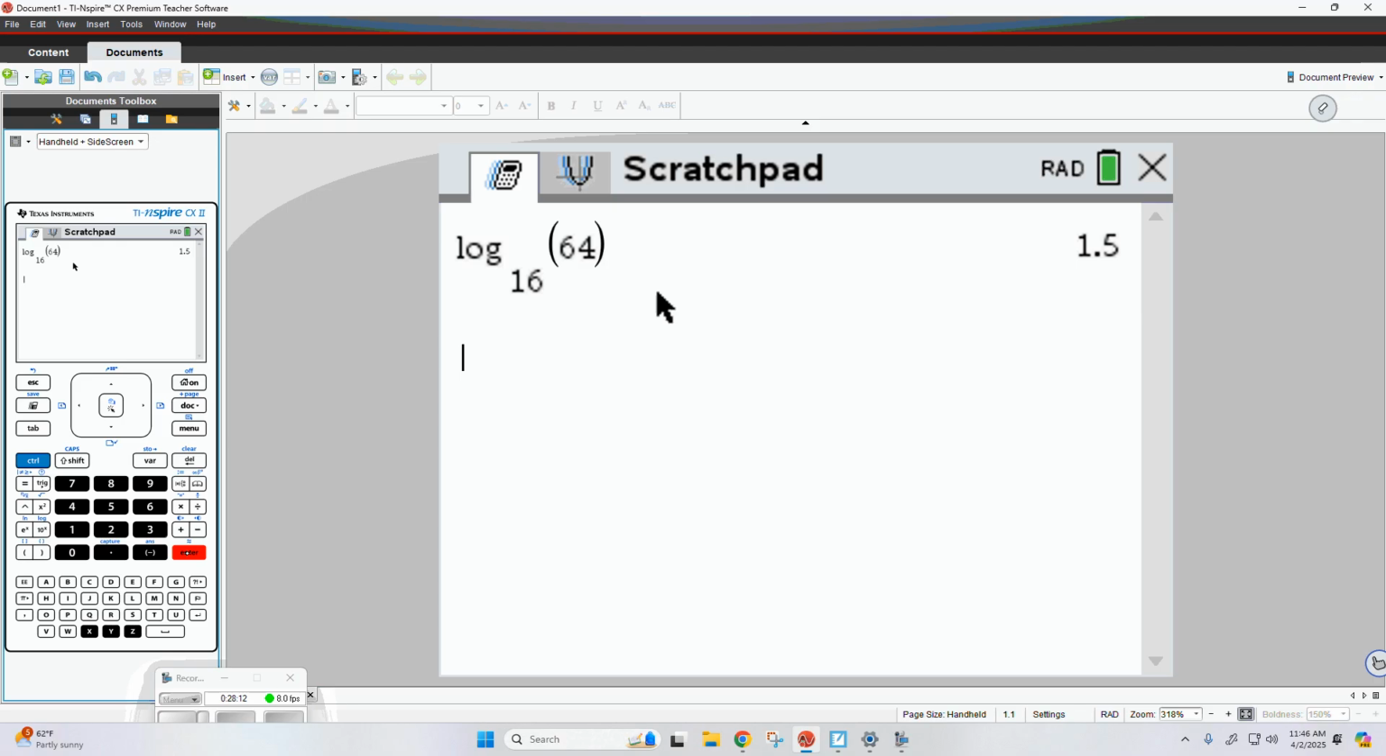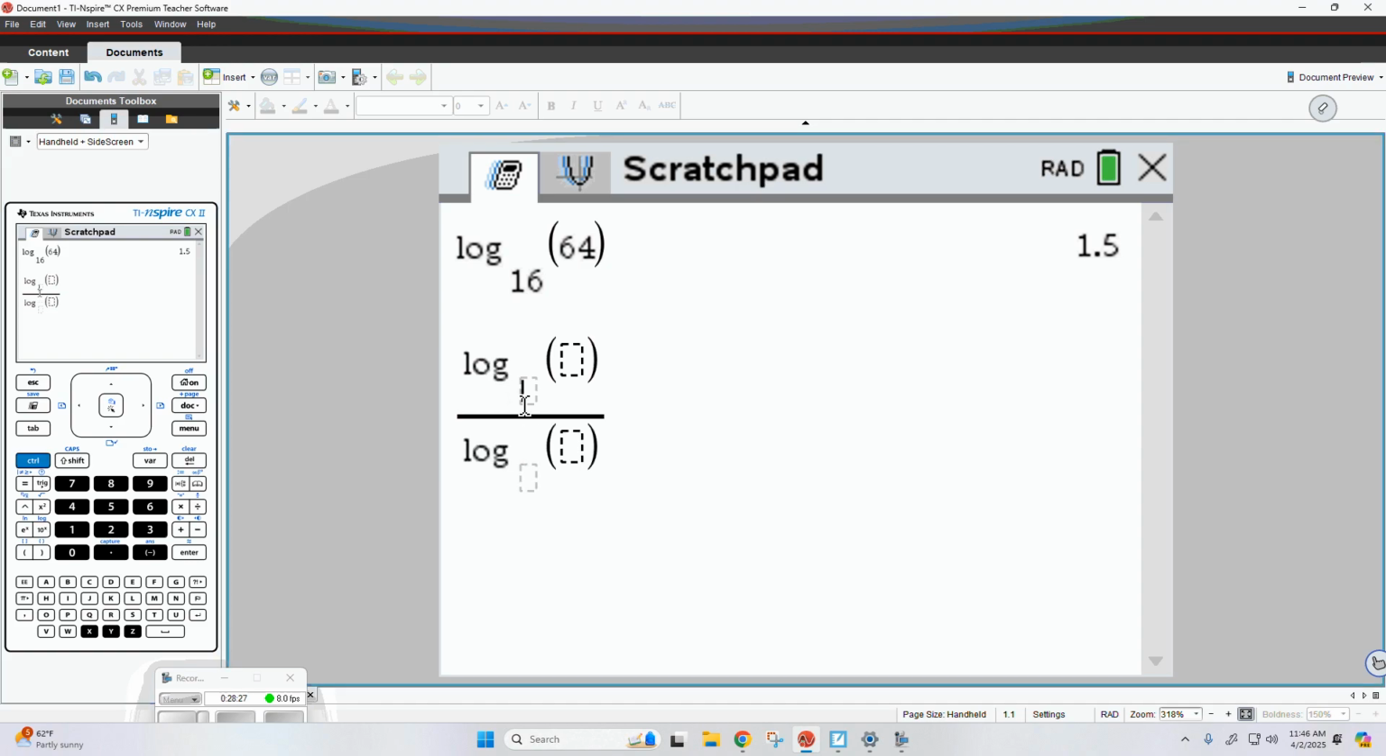Now let me show you. Let's plug in the change of base that we just did. I'm going to hit Control Divide, a big fraction. I'm going to put a log both in the top and in the bottom. Now remember, we're changing our base to 10. Up top, we had 64. Down below, we had 16. We're simply using the change of base to rewrite it as base 10. Watch what's going to happen.